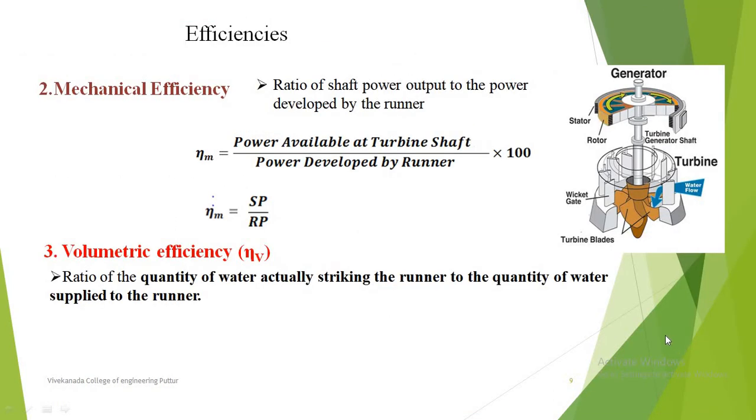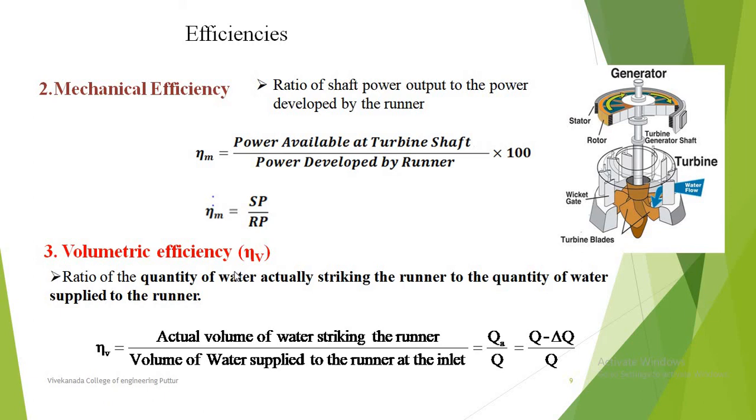Next one is mechanical efficiency. Mechanical efficiency is the ratio of shaft power to power developed by the runner. See, the shaft is rotated only when the runner rotates. So first the runner rotates, and the runner transfers the power to the shaft. So power available at the shaft of the turbine divided by runner power is mechanical efficiency. Mechanical efficiency is equal to shaft power by runner power.